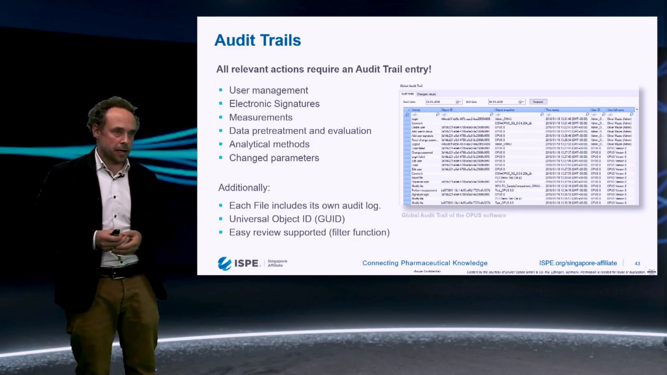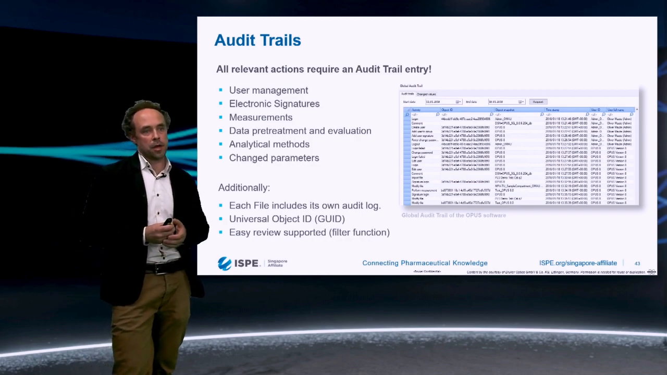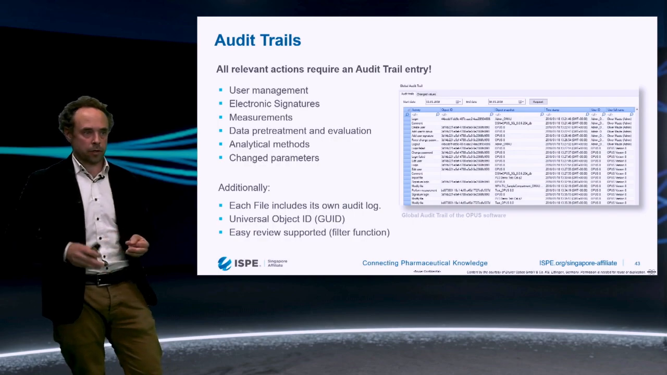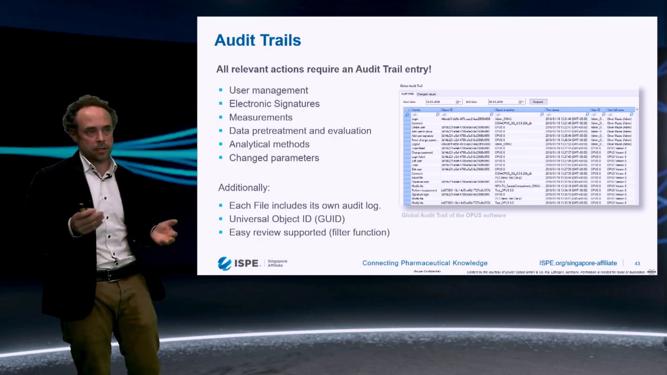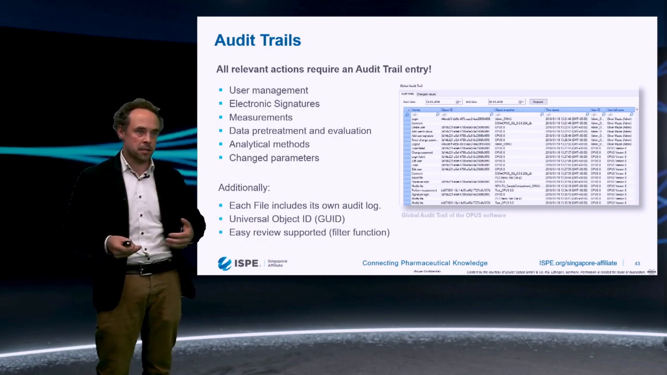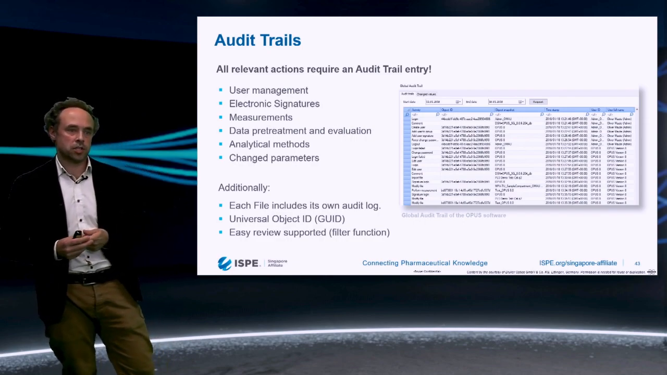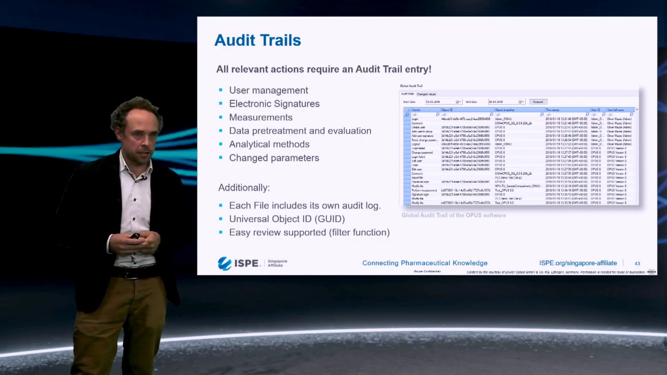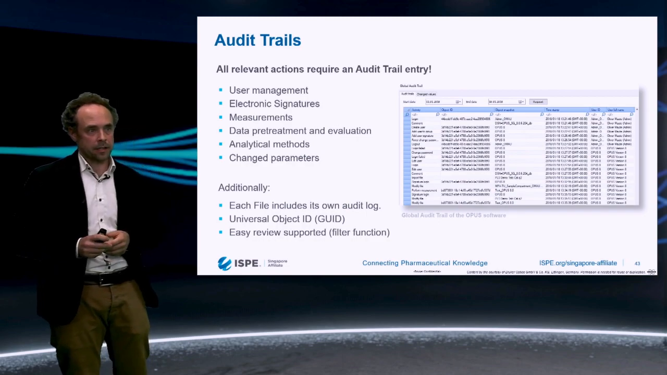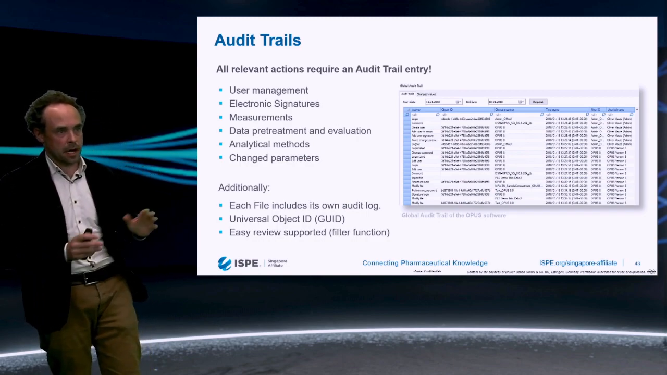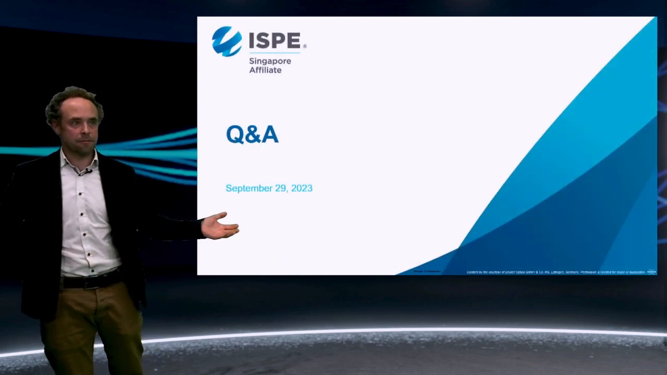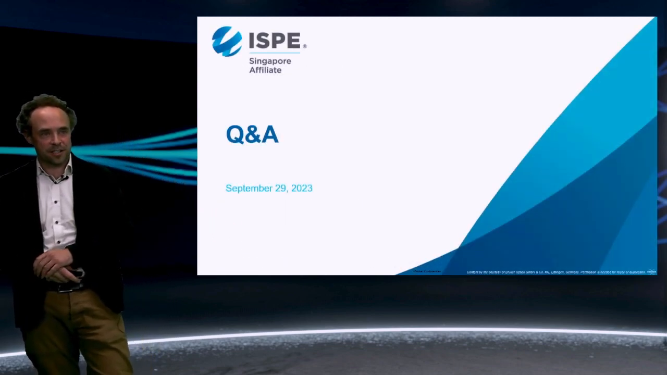And perhaps as well nice to mention, if you have a measurement file from the Opus software, it includes its own audit log. Directly from a file, one can have a look at a history, and one can see what happened to this file, who processed something, who did some evaluation, and things carry as well a universal object ID, GUID, how you typically know it, so that we can really clearly identify files and assign them to a certain system. Yeah, with that, my contribution here is finished.